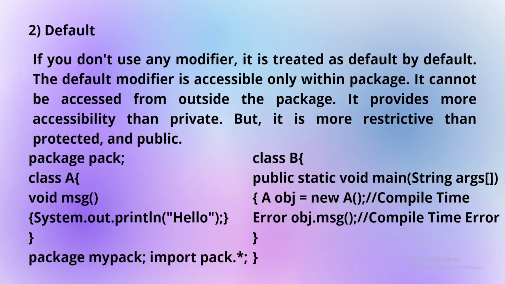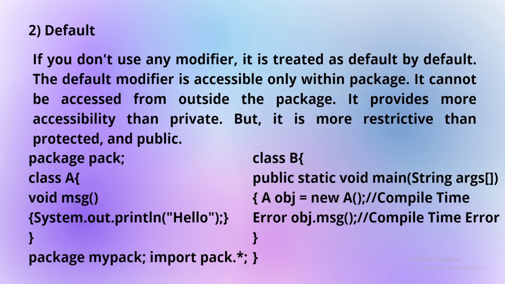Okay, so you have a package pack, class A, void message, system.out.println, hello. There is one method called message. Now you can see there is another package, that is package mypackage. From that I have imported the very first package pack and have made clear that all the classes from that pack should be imported. Since we have only one class, that is class A, only that content will be accessible.